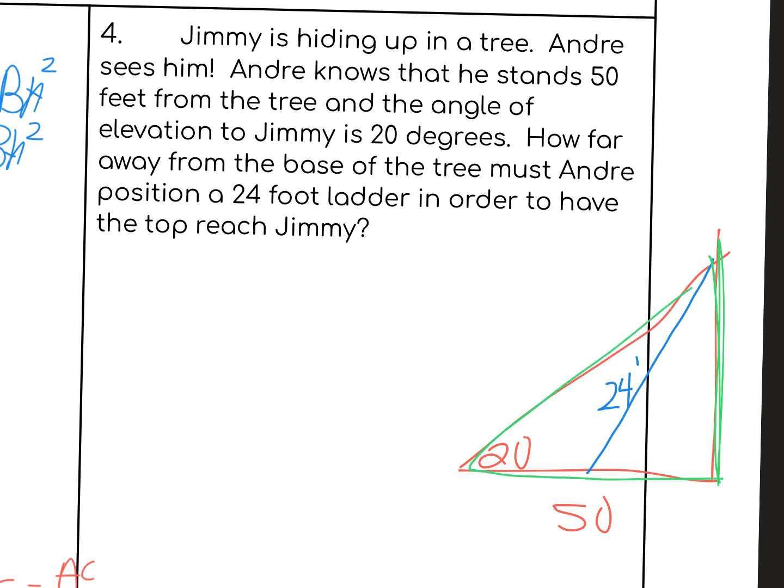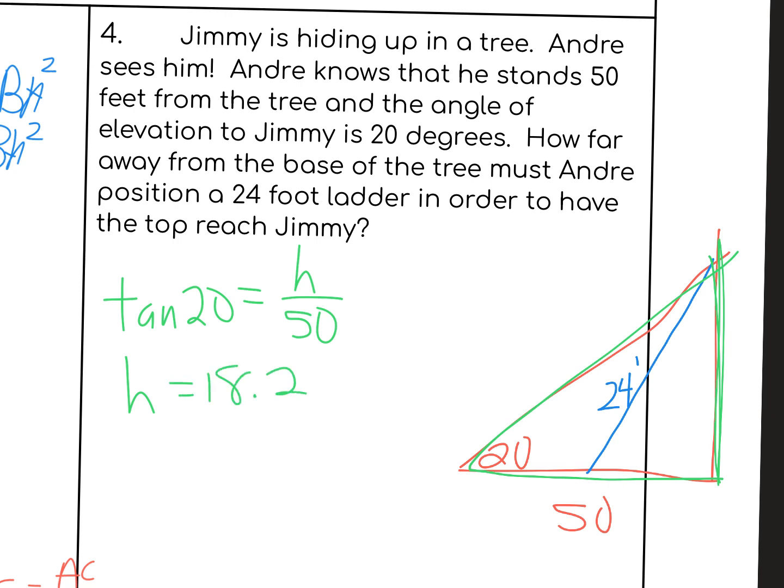So I'm going to do the outside triangle first. So I'm going to say the tangent of 20 is the height of the tree over 50. Multiply both sides by 50. 50 times the tangent of 20. The height is 18.2.